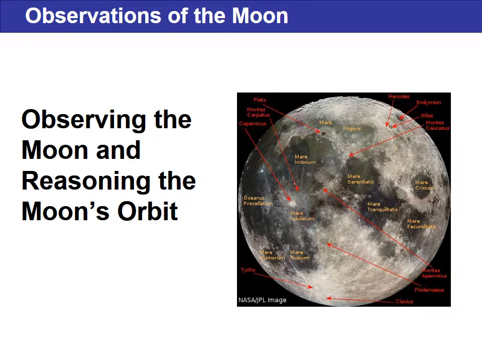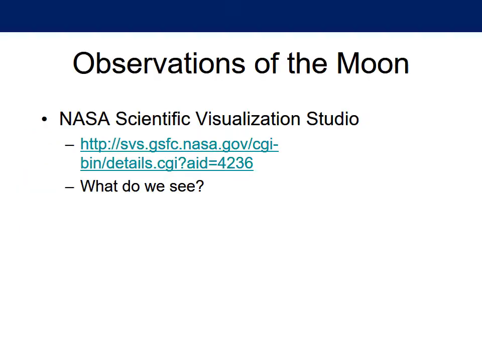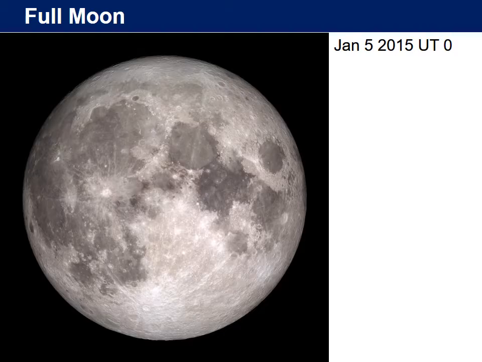This lecture itemizes observations of the moon, which will be explained in the next lecture. Before this lecture, watch the NASA Scientific Visualization Studio movie of the moon and write down your own observations. First, let's look at what the full moon looks like over the course of half a year.